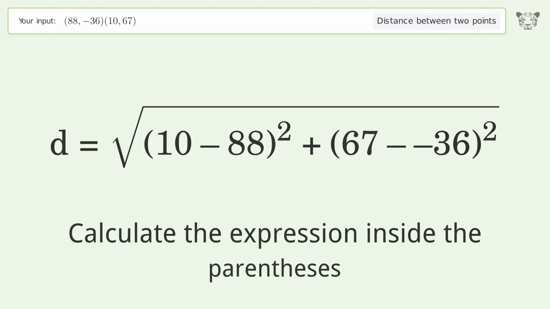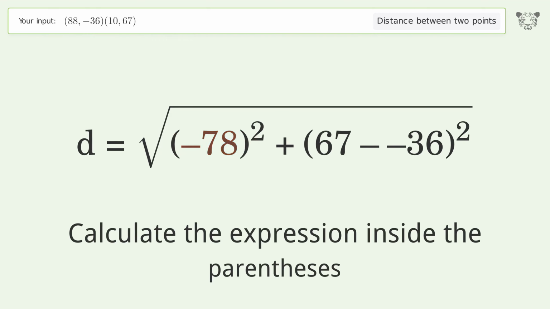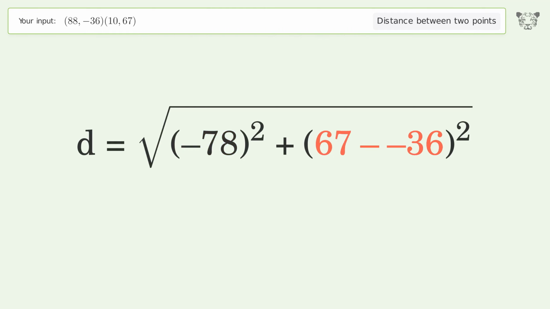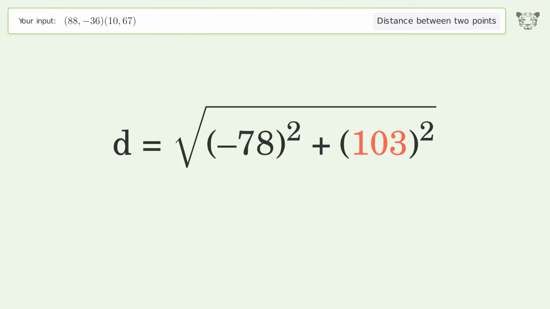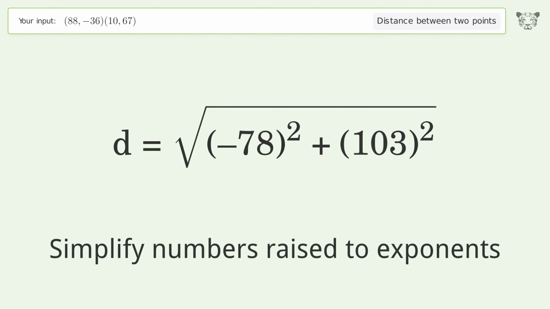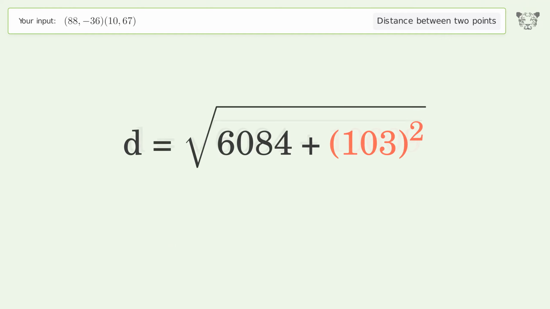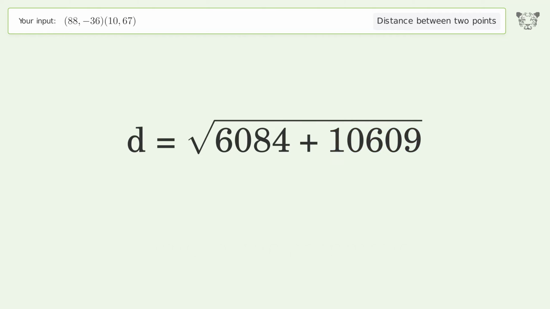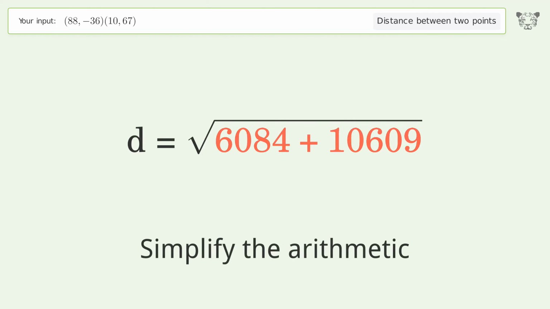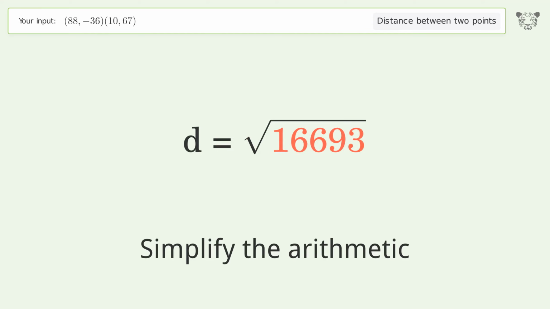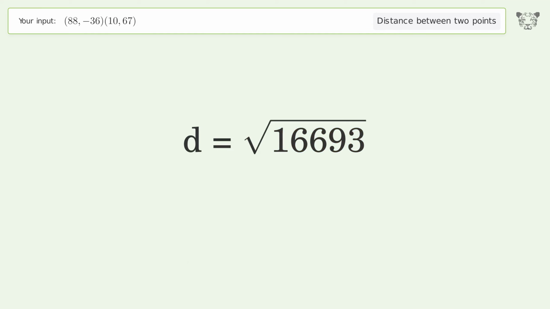Calculate the expression inside the parentheses. Simplify numbers raised to exponents. Simplify the arithmetic. And so the distance between the 2 points is the square root of 16,693, or 129.201.